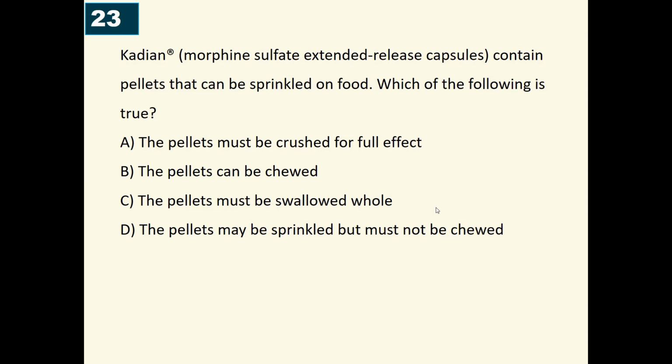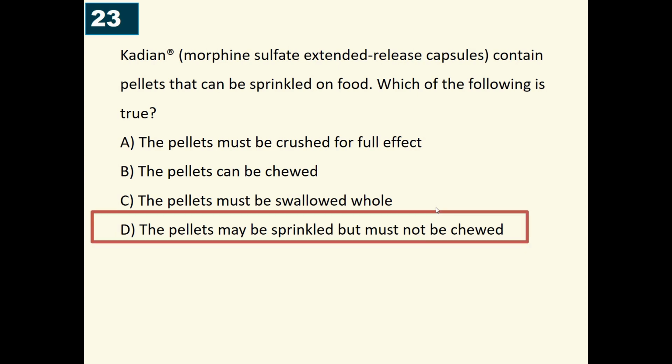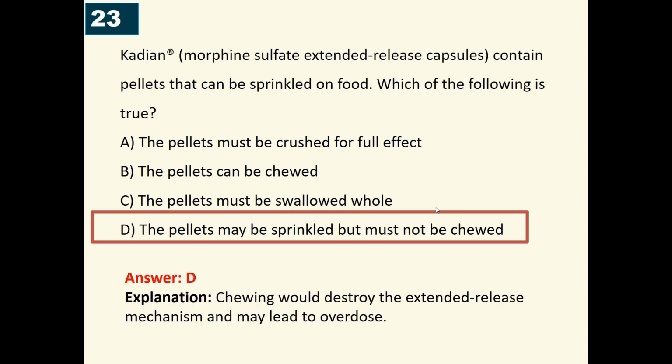Kadian morphine sulfate extended release capsules contain pellets that can be sprinkled on food. Which of the following is true? The pellets must be crushed for full effect. The pellets can be chewed. The pellets must be swallowed as a whole. The pellets may be sprinkled but must not be chewed. The pellets may be sprinkled but not chewed; they are swallowed whole. If chewed, it destroys the extended release mechanism and can lead to an overdose effect.